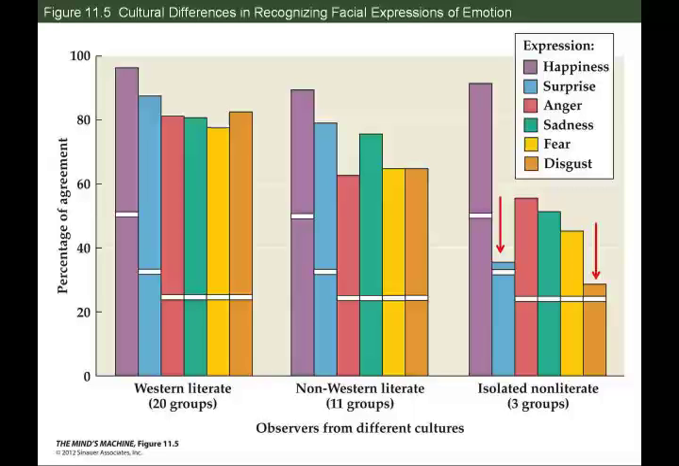What does that mean? Why do you think there's a lot of agreement over what they look like in 20 Western literate and 11 non-Western literate societies? That's a lot. So what happened? Why do you think there's a disagreement then for these two? And what does that mean?